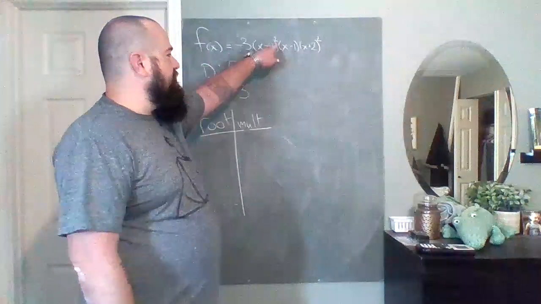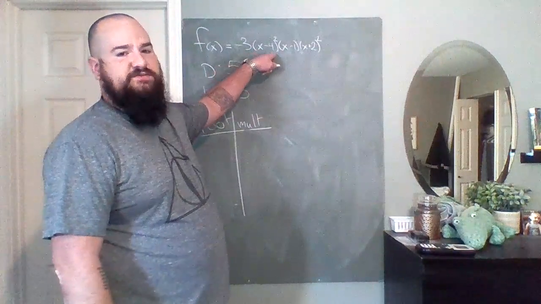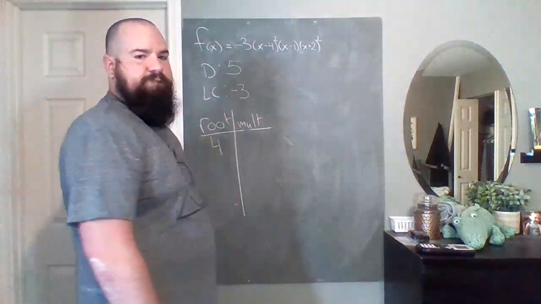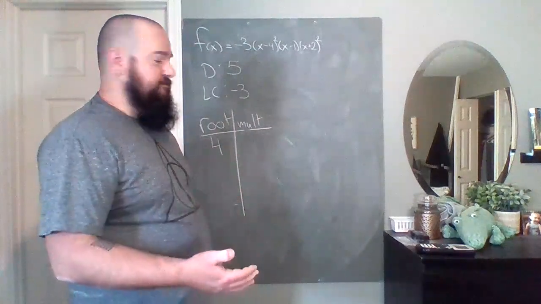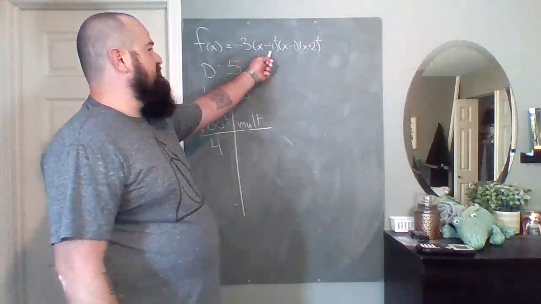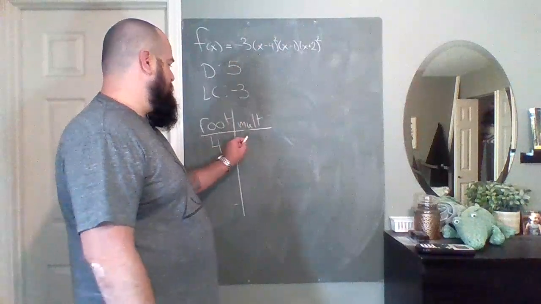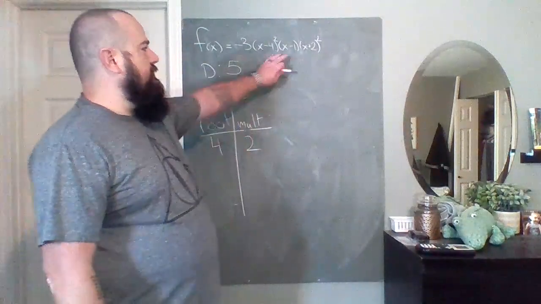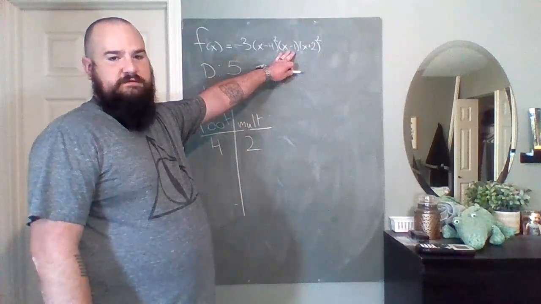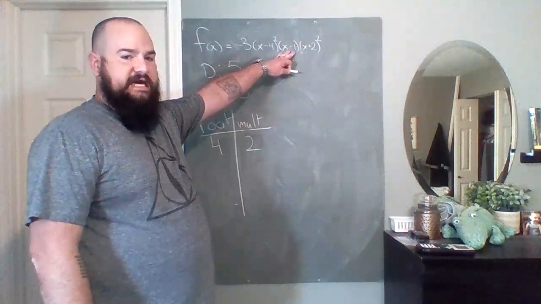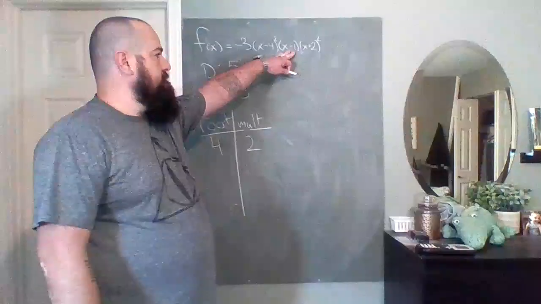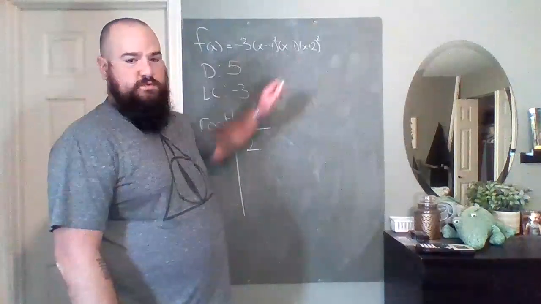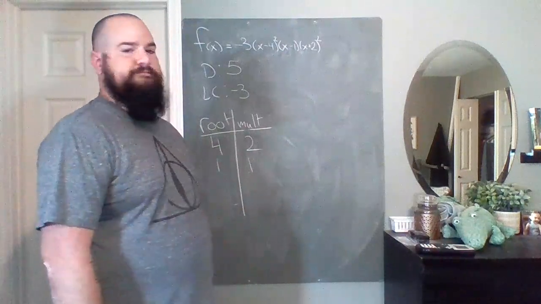So our first one comes from this. So when is x minus 4 squared? When does that equal 0? When x is 4. 4 minus 4 is 0. Now, since that came from this factor, and this factor is squared, that means it has a multiplicity of 2. Our next one, x minus 1, what value of x makes that equal 0? 1. Since that only occurs once, it has a multiplicity of 1.